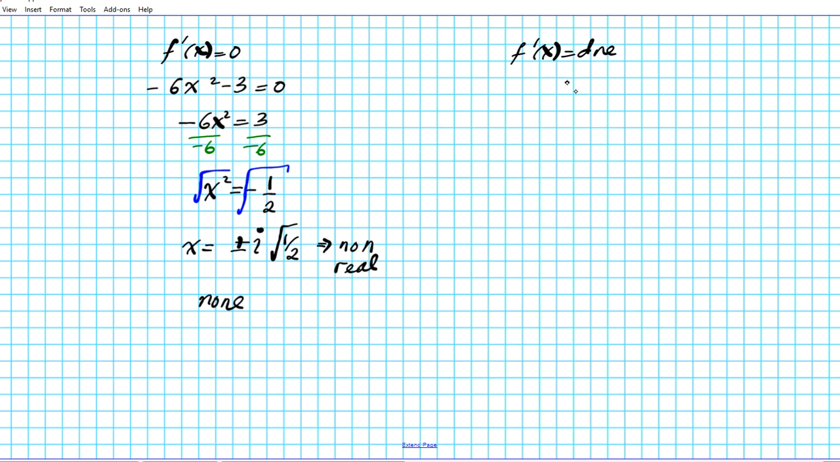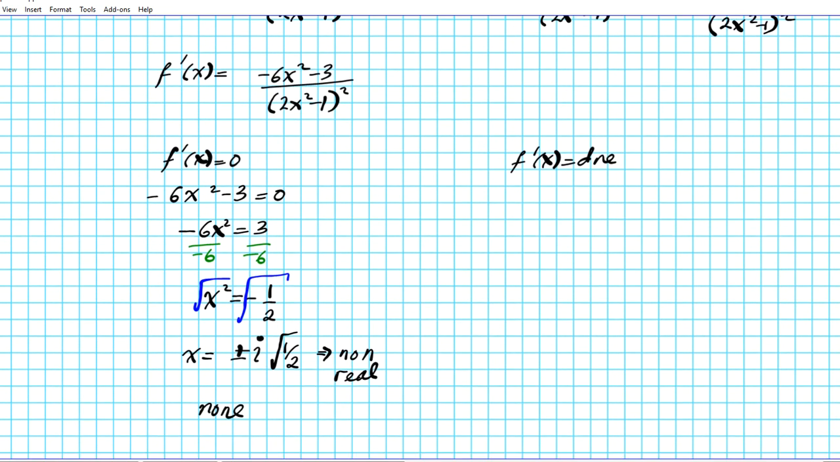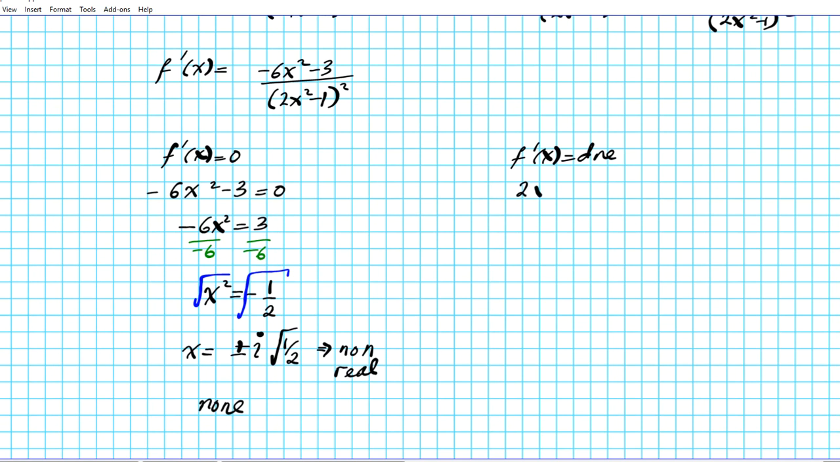Let's go to the DNE component. To do that, we're going to extract the denominator, 2x squared minus 1, and set it equal to 0. Okay, let's just put a side note here. Denominator equal to 0. And then here is where you do the numerator equal to 0. Alright, so to solve this, you add 1 to both sides. 2x squared equals positive 1. Divide both sides by 2. X squared equals 1 over 2.